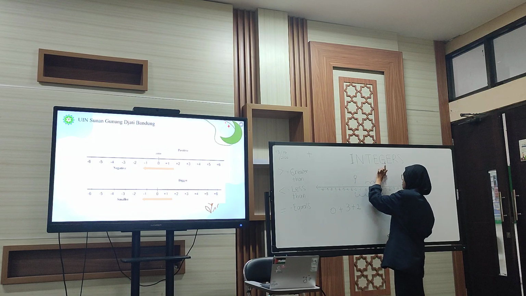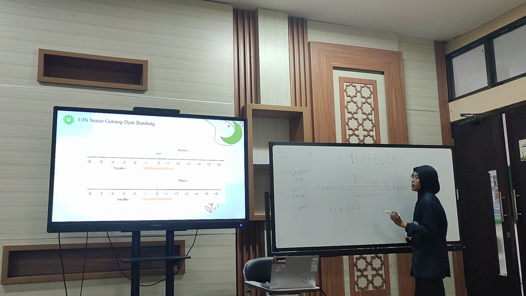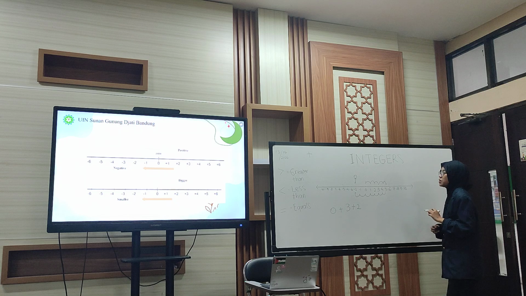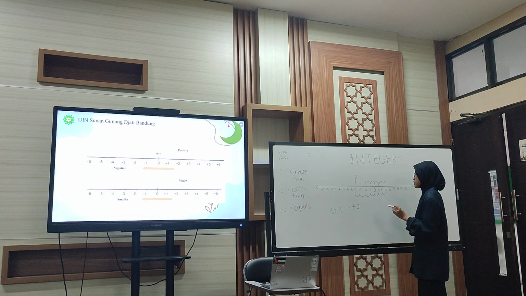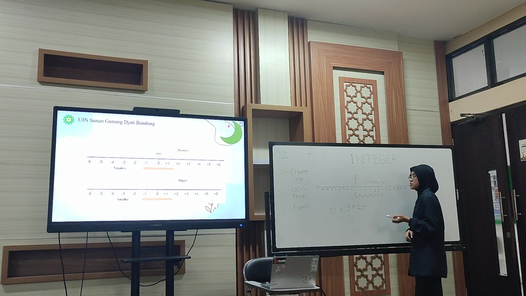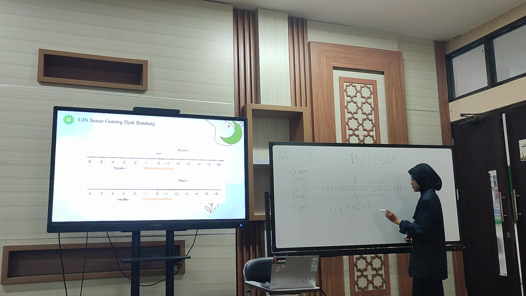Okay, how can we write it? As you can see in the condition, if we go to the left, the sign on the number is negative. So I write negative, and 7 steps: 1, 2, 3, 4, 5, 6, 7. 7 steps.